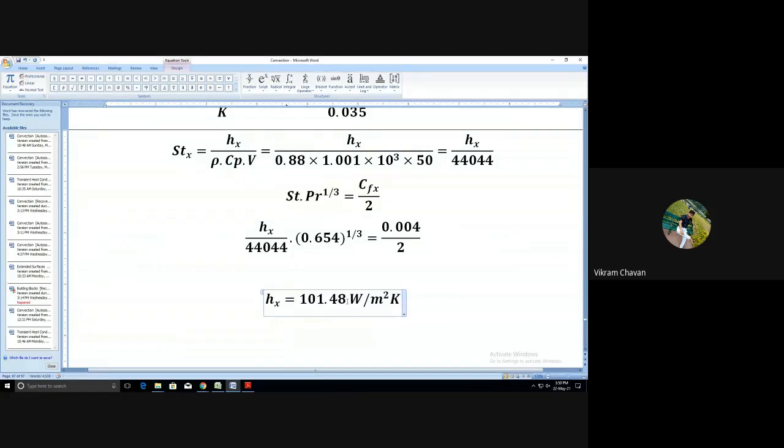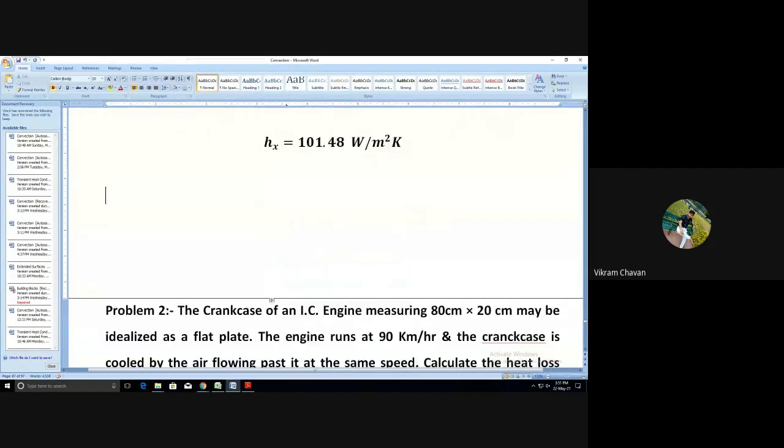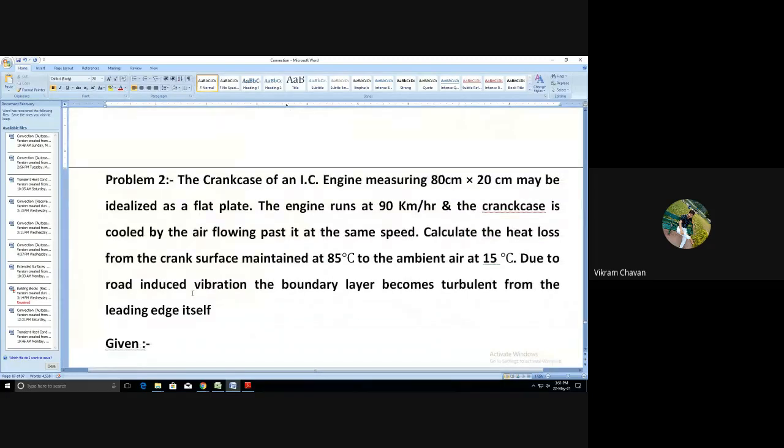I have done the calculation once again, so I'm also getting 101.48 watt per meter square Kelvin. So that will be your final answer. Everyone got how to solve the problem. Then second question, write down the second problem statement.